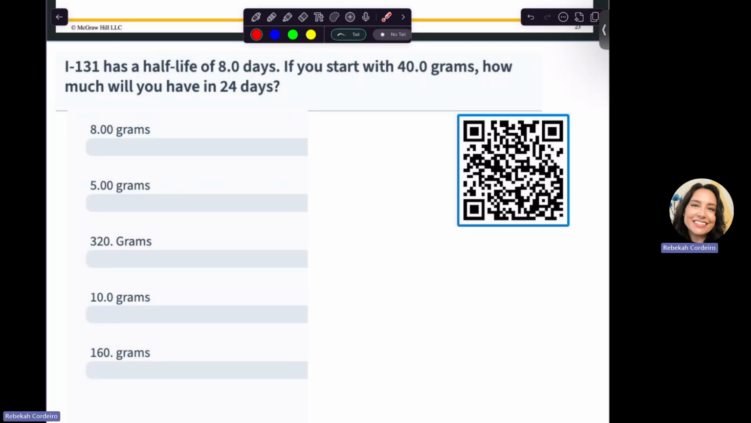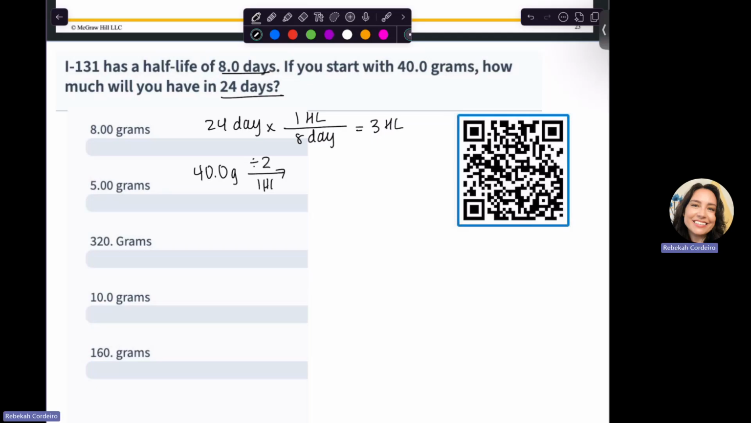All right. Hopefully you gave it a try. So if we start with 24 days, how many half-lives is that? 1 half-life is 8 days. That's going to be 3 half-lives. So we're going to split 40 grams in half 3 times. 1 half-life will be 20. 2 half-lives would be 10. And 3 half-lives would be 5.